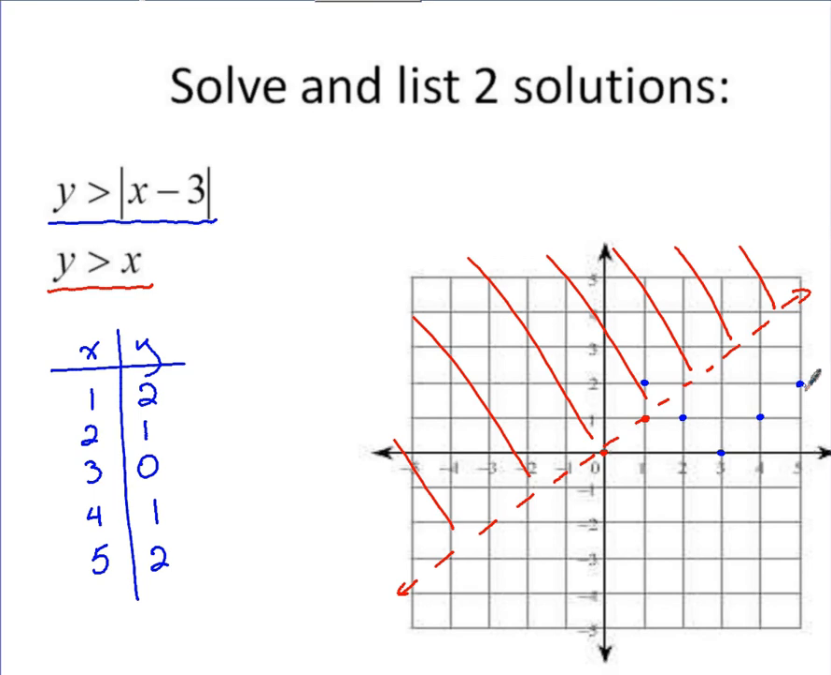Now, following the same rules we would if we're graphing a line, is this going to be a dashed line or a solid line? I don't see an equals bar, so it must be dashed. And then, because it's greater than, we're going to shade inside the V, right? Because that's going to be the high side. So we'll shade up here.